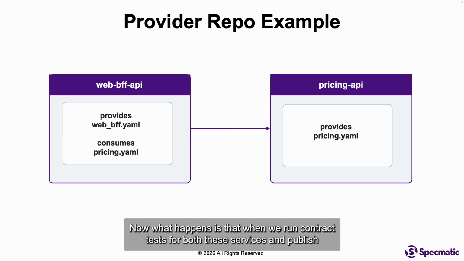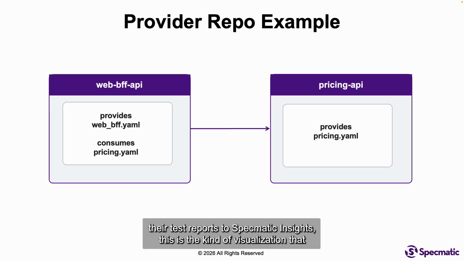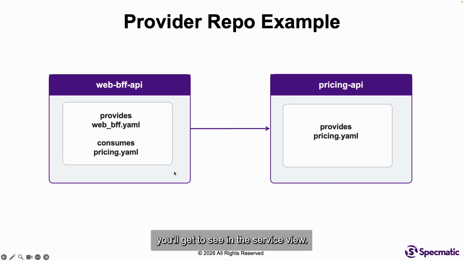Now, what happens is when we run contract tests for both these services and publish the test reports to Specmatic Insights, this is the kind of visualization that you'll get to see in the service view. So let's see this in action.